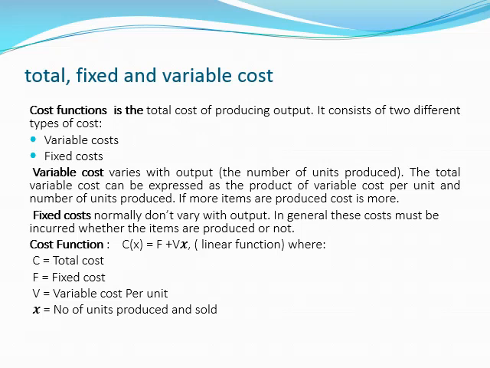Fixed costs normally do not vary with output. In general, these costs must be incurred whether the items are produced or not. The cost function is shown: C(x) equals the fixed cost plus the variable cost of x, a linear function, where C is total cost, F is fixed cost, V is variable cost per unit, and x is the number of units produced and sold.